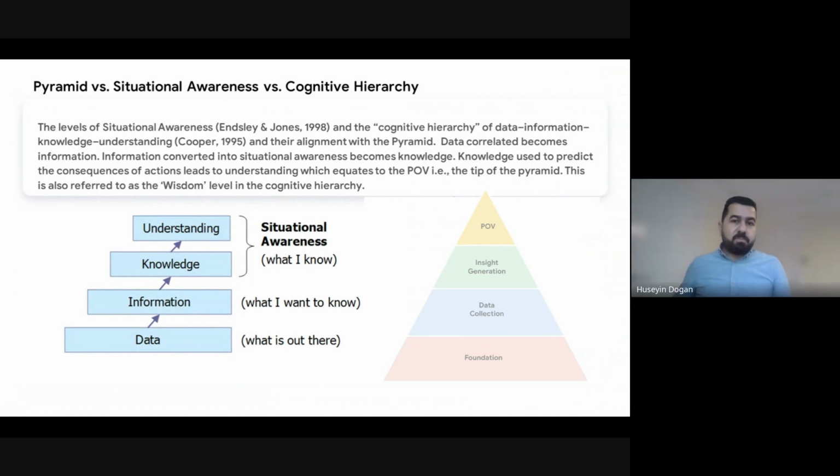The UX research point of view pyramid is aligned well with the evidence-based theoretical underpinning research. The pyramid correlates to the cognitive hierarchy of data, information, knowledge, understanding. The top level here is wisdom. This is the part where we build our point of view. So in this case, data becomes information. Information converted into situational awareness becomes knowledge. Knowledge used to predict the consequences of actions leads to understanding. This point of view pyramid helps us to build situational awareness, leading to a common operating picture in terms of UX research.